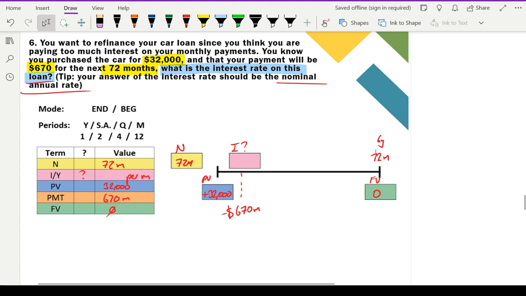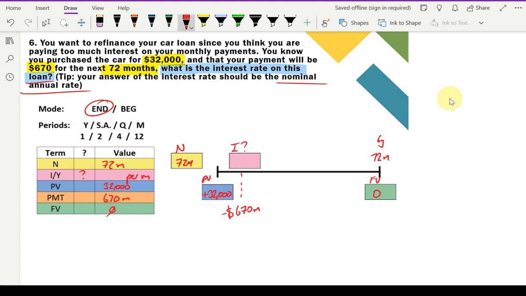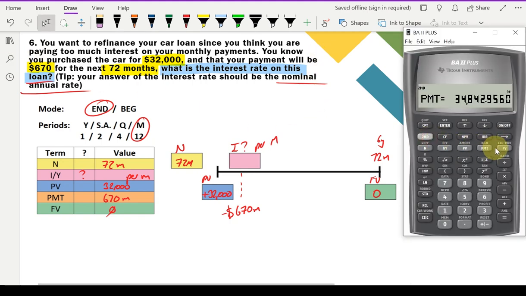Let's put this in our financial calculator. Now here, I kind of forgot to do this. The mode is going to be N, and it's going to be in months, right? Everything is going to be in months. Even the interest rate is going to be per month, okay? So let's do this from left to right. Let's second clear time value of money. Now, how many periods? 72. The interest rate is what we're looking for. The present value is the $32,000 that we borrowed, positive. The 670 is what we're going to be paying monthly. Since we're paying, it's negative. And the future value is 0. So then the interest rate is 1.2181.